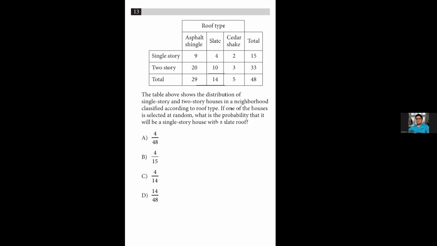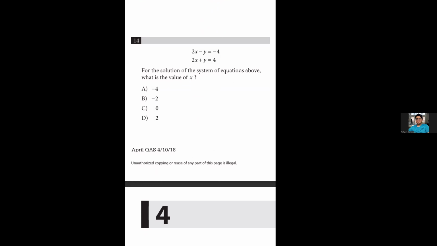Okay, so we're on question 13. We're told if one house is selected at random, what is the probability it will be single story with a slate roof? So single story with a slate roof is 4 out of the total, which would be all houses in the neighborhood, which is 48. So 4 out of 48 is our final probability, which is in choice A. Okay, question 14.